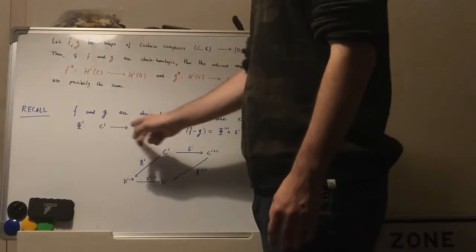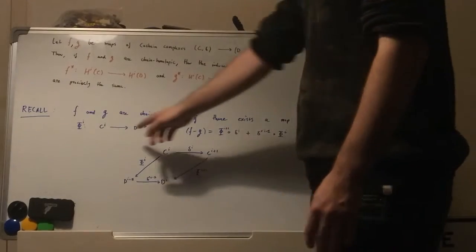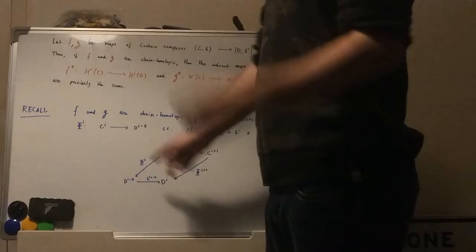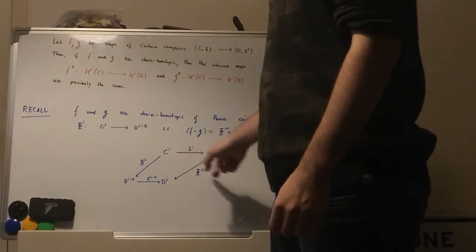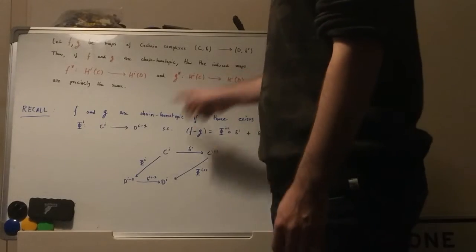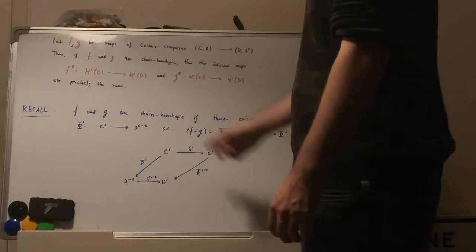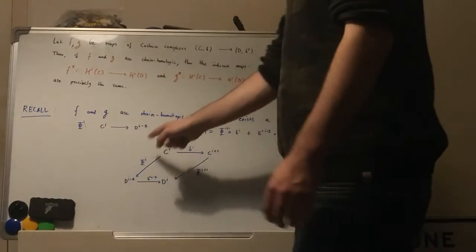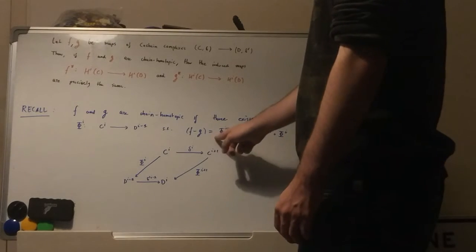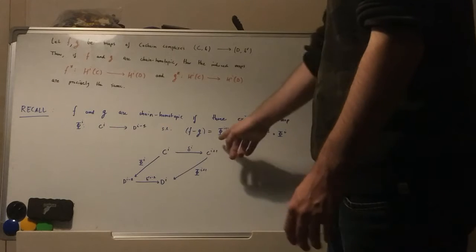So if F and G are chain-homotopic, that means there exists a map, for each object in the chain complex, that takes the ith object in the source complex to the I-1th object in the target complex, such that the difference between F and G can be expressed as this thing here. And let's just try to make sense of what this thing is.